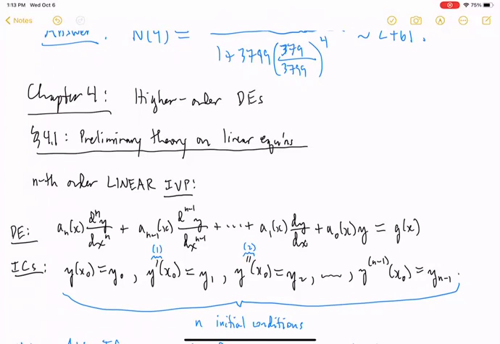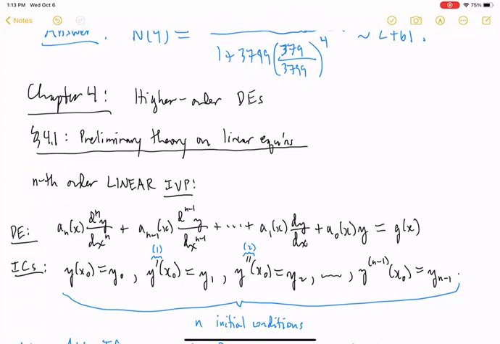But the two things I want to point out: when we have an nth order linear IVP, we need n initial conditions. Just like in a first order IVP, we needed one initial condition. Now we need n if we're in an order n linear differential equation.